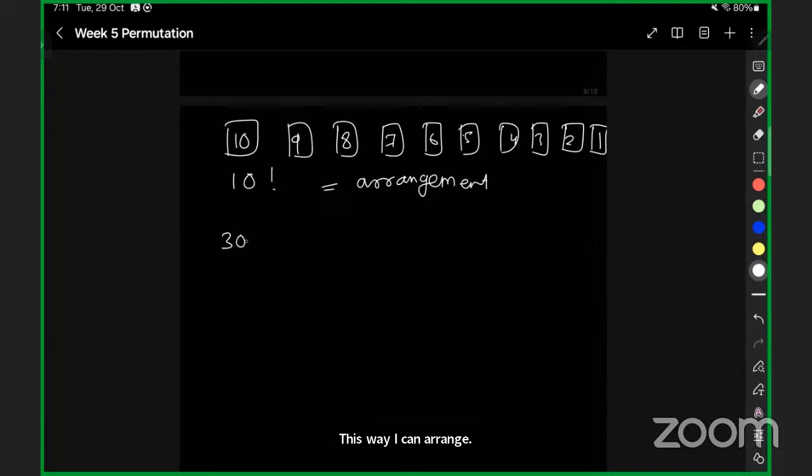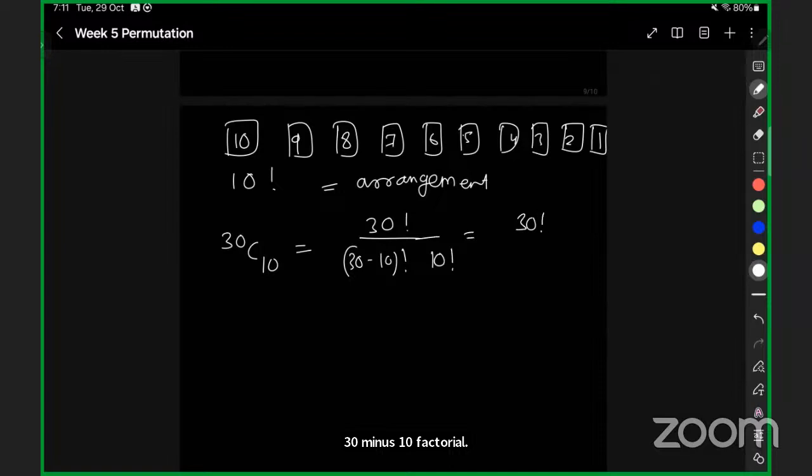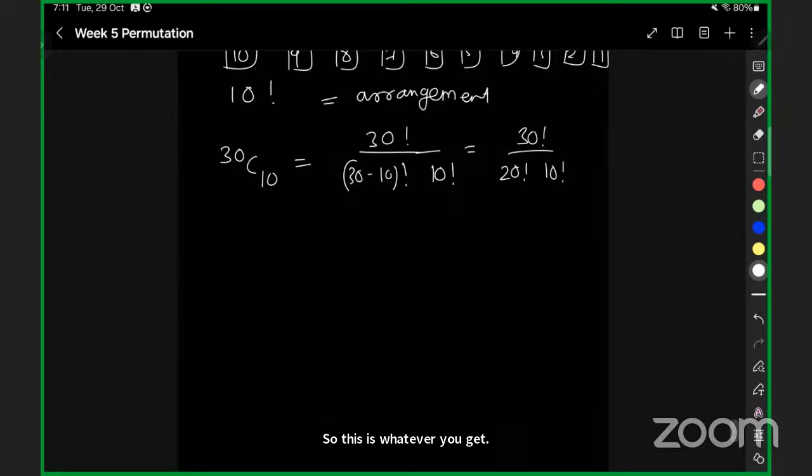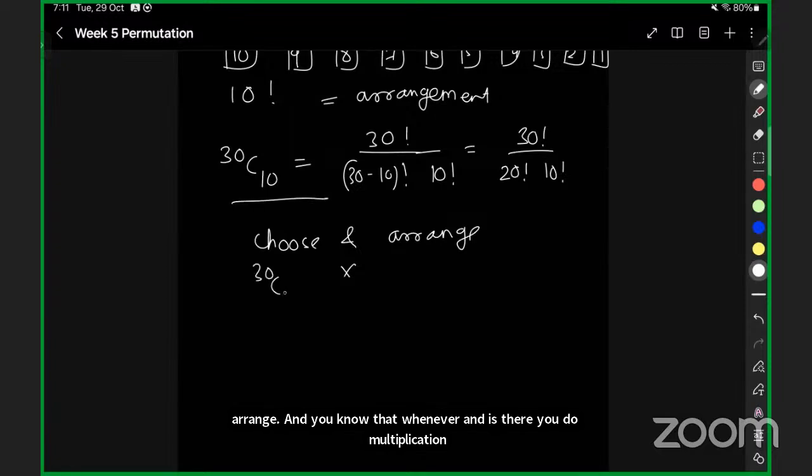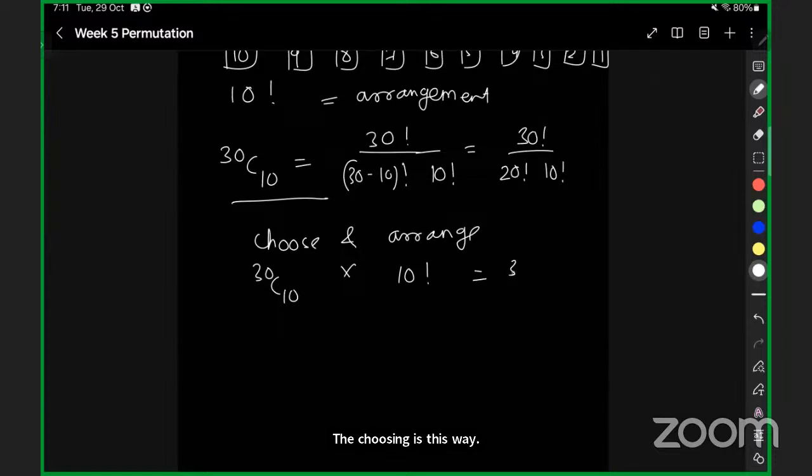So out of 30, I chose 10 first using combination. I use 30 factorial by 30 minus 10 factorial into 10 factorial. So this way you can choose and arrange. And you know that whenever 'and' is there, you have to do multiplication. So choosing is this way, and then 10 factorial, which you will get as 30P10. Same thing.